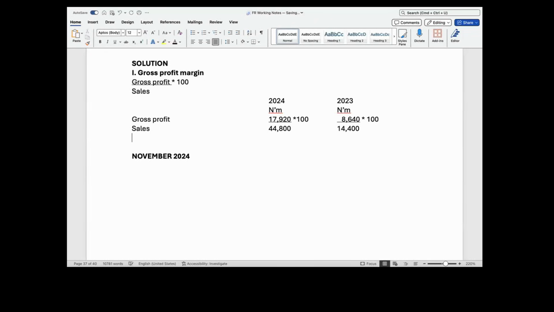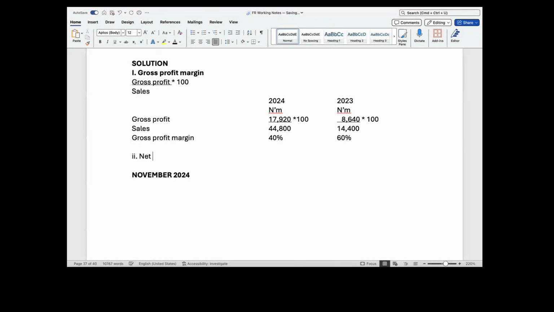So my gross profit percentage or margin in 2024 is how much? 40%. And 2023, 60%. Okay.